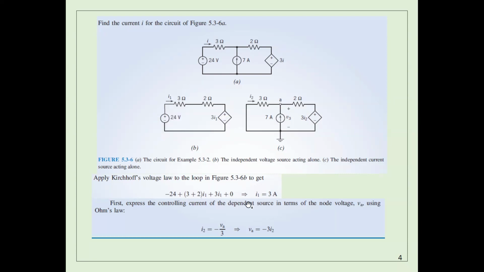So instead of Kirchhoff voltage law, I can apply Ohm's law. Very easy. So the current is 24 minus 3I1, because the voltage here is 3I1, divided by 5 ohm. That's it. So you will get the same thing.